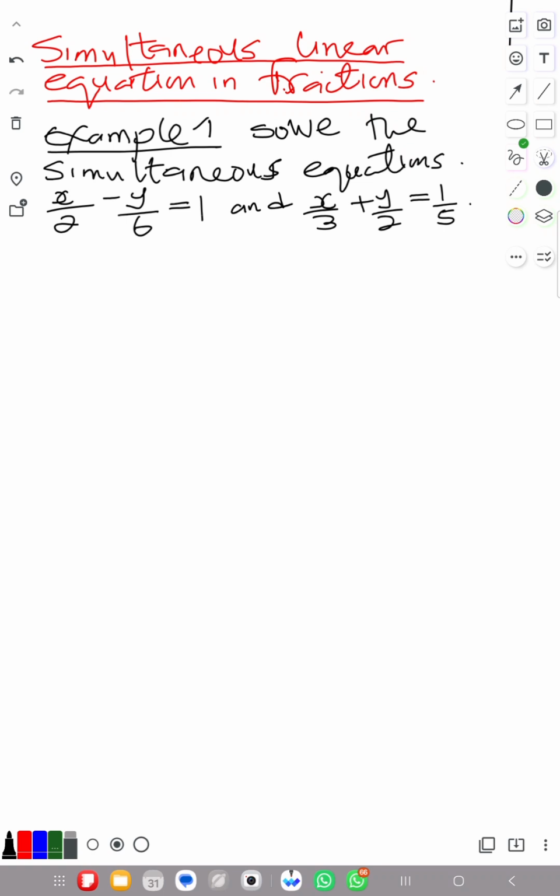So we have a question before us this morning. We are asked to solve this simultaneous equation, which is x over 2 minus y over 6 is equal to 1. Also, x over 3 plus y over 2 is equal to 1 over 5. So I'm going to start with the first part. Let me write the solution.